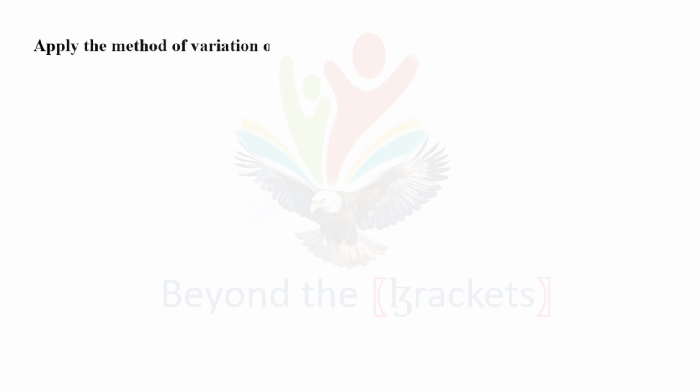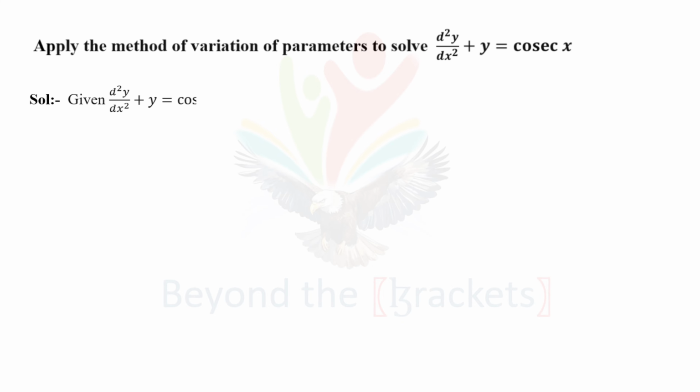In the first question, we are asked to apply the method of variation of parameters to find the solution. First, we write the operator form of the given equation by replacing d by dx with D. So we get D square plus 1 into y is equal to cosecant x. Next, the auxiliary equation is obtained by replacing D with m and equating it to 0. So we get m square plus 1 is equal to 0.